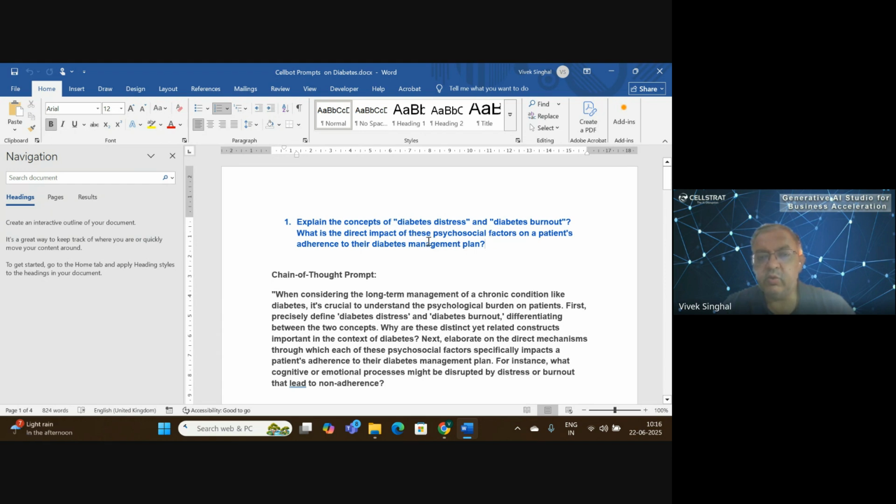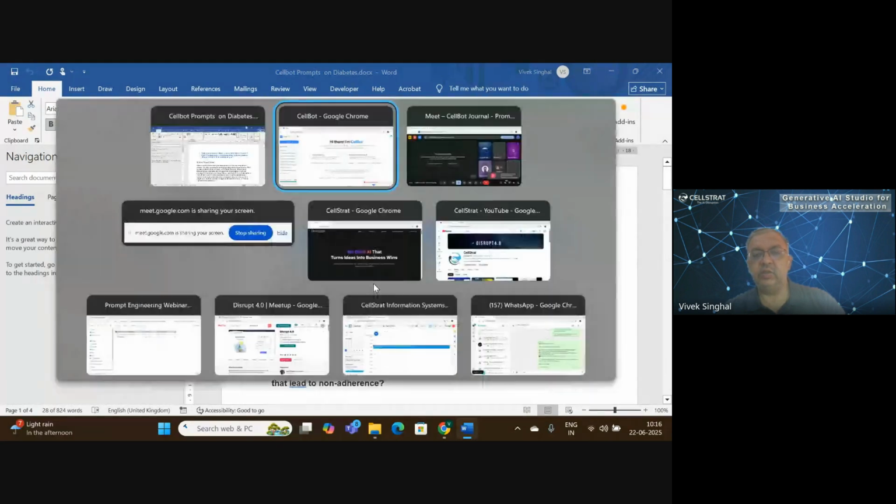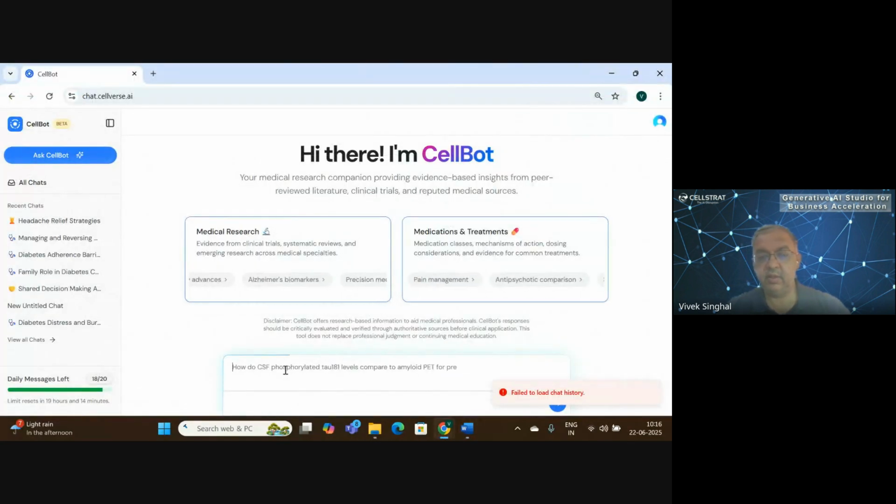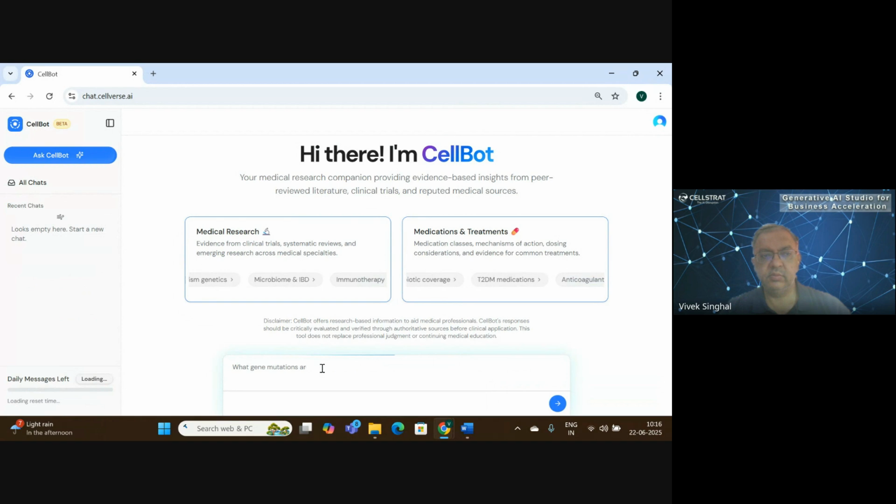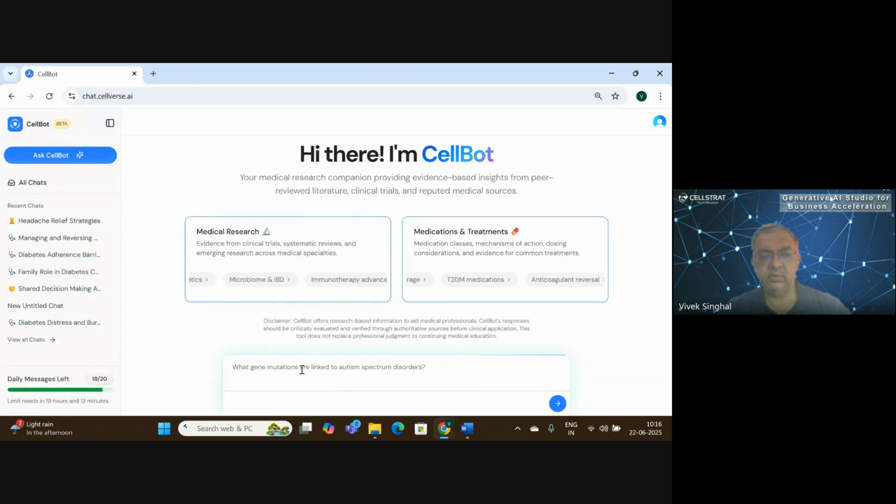So I prepared some questions. Since we wanted to show the diabetes case study, let me ask this question. Okay, let me refresh it. Explain the concepts of diabetes distress and diabetes burnout. What is the direct impact of these psychosocial factors on a patient's adherence to their diabetes management plan?